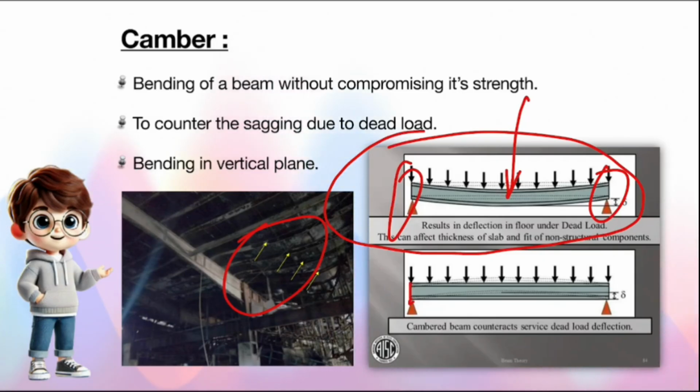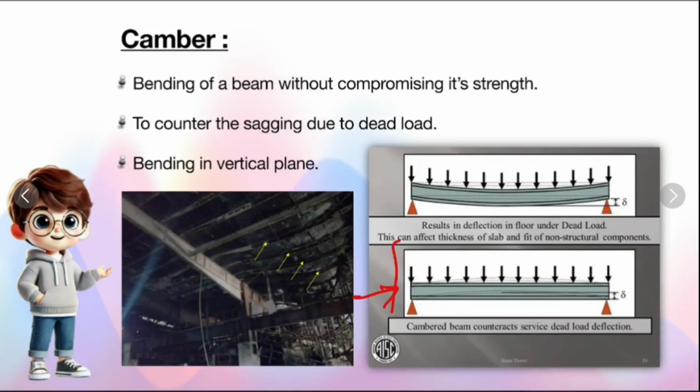For example, at the time of mill production, if you provide some positive camber in the beam, then after installation, due to its self-weight, the beam comes down and will be perfectly horizontal. The same is shown in this picture.